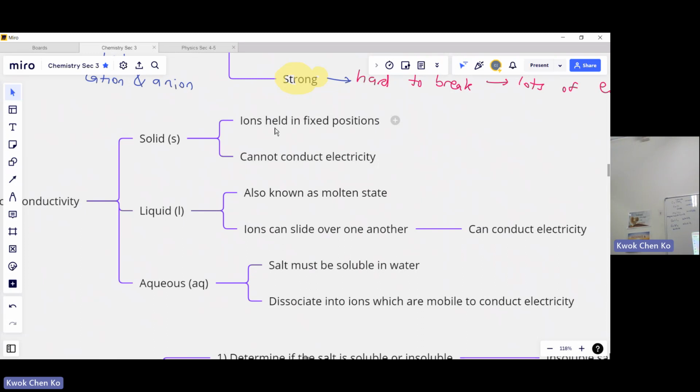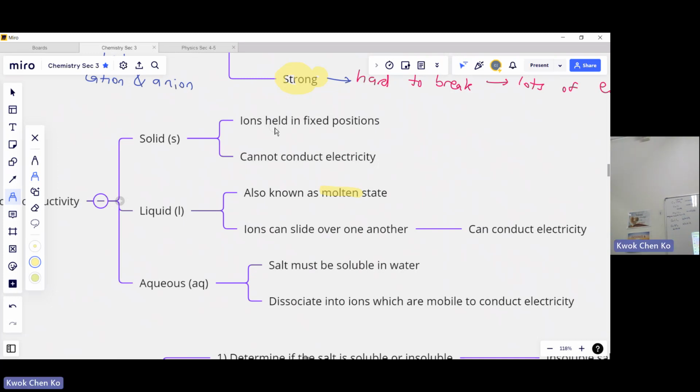Liquid. Make sure you recognize the word molten. Molten means melted, liquid state. Then in your answer, you write ions. Remember, cations and anions, they are still there. So they can slide over one another and conduct.